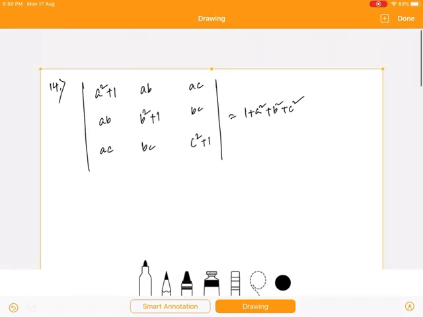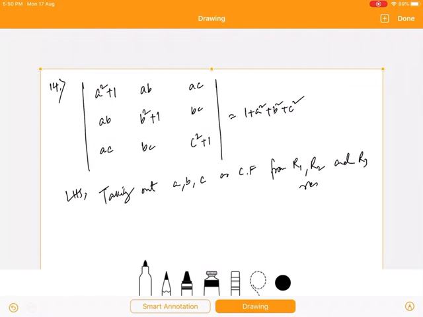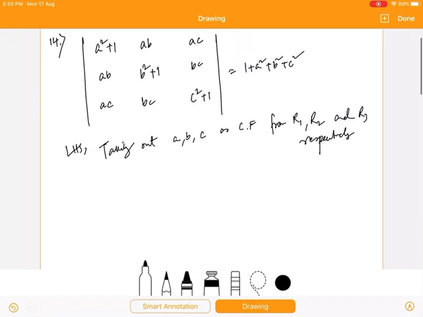This question, you will tell me what to do. Tell me, what should I do? What should be my first step? Tell me first. Taking out common. What should I take common? A, B, C. From where? From row 1, row 2 and row 3 respectively.